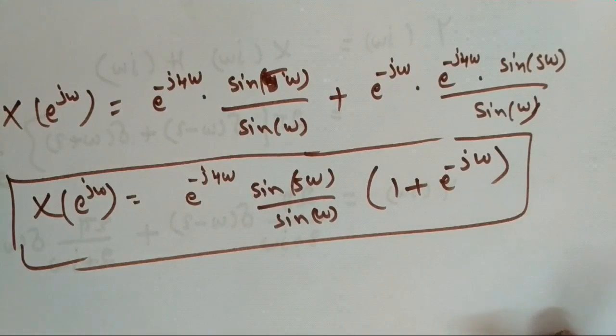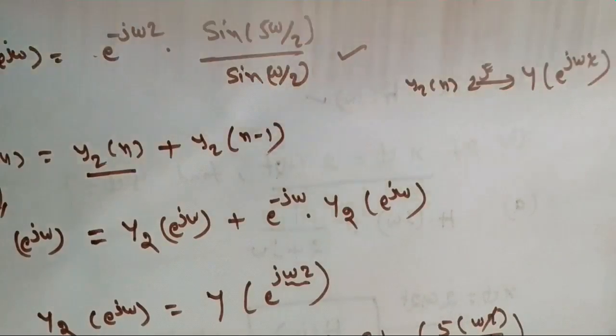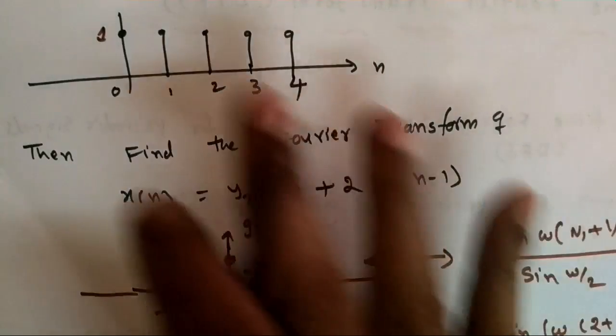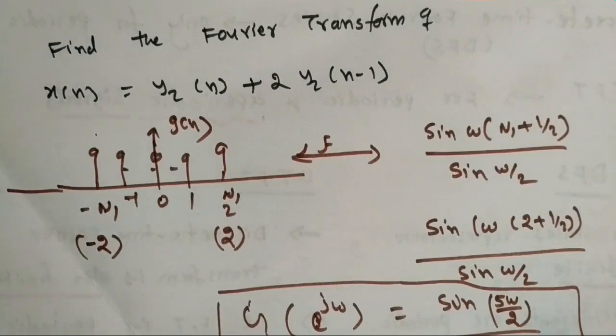So this is how to find the Fourier transform of different signals that are given. We have to decide first, from the given signal, which properties we need to apply, right?